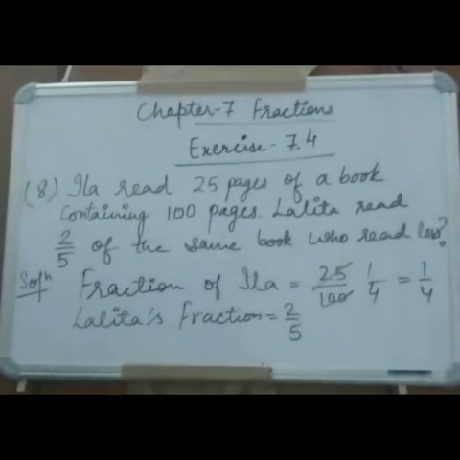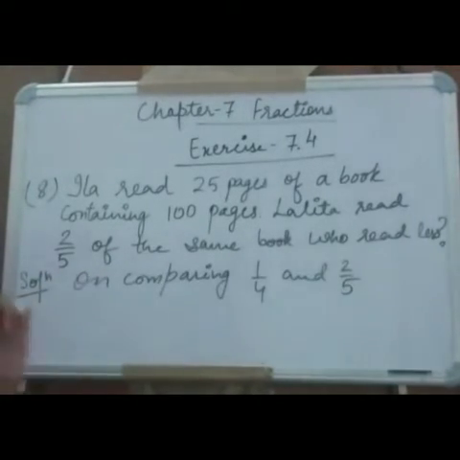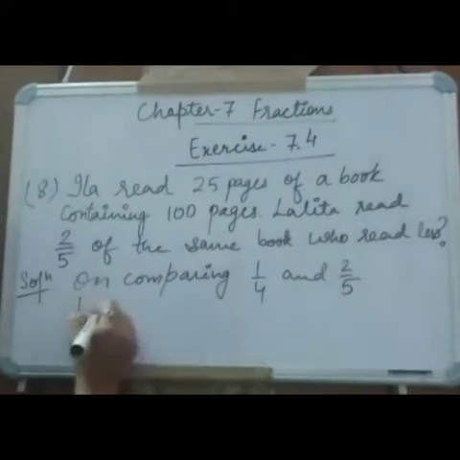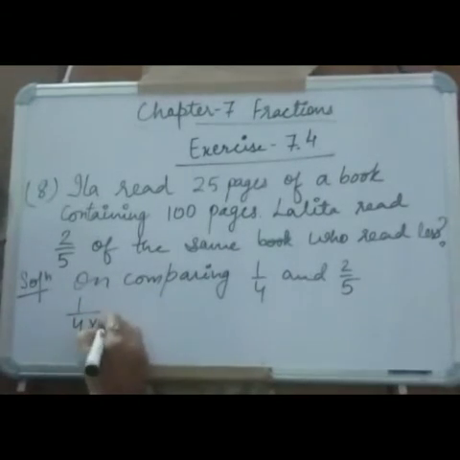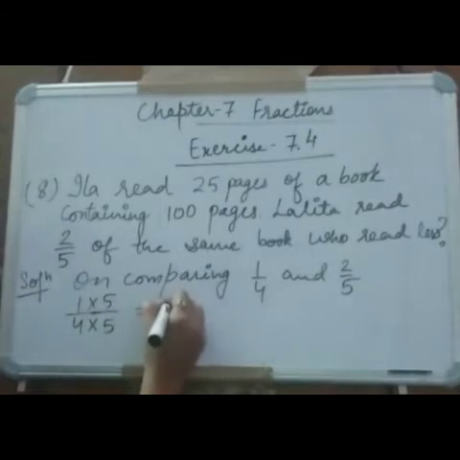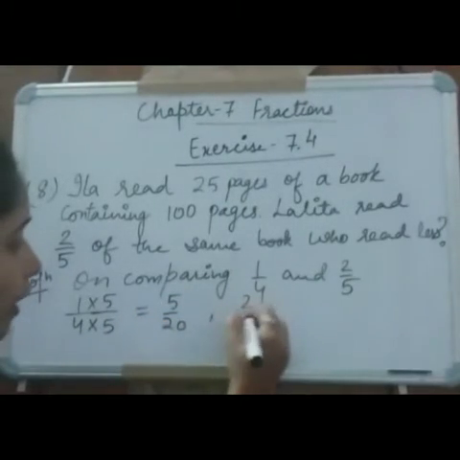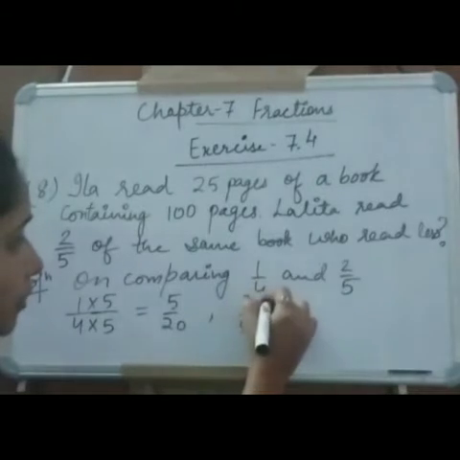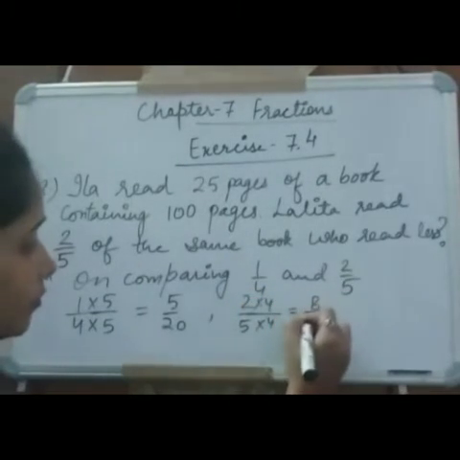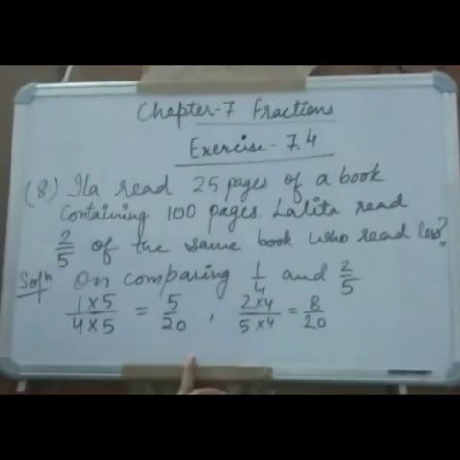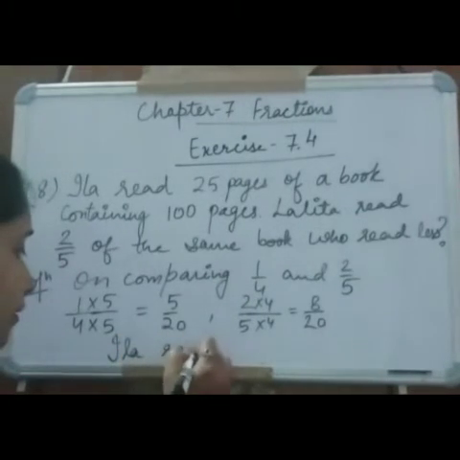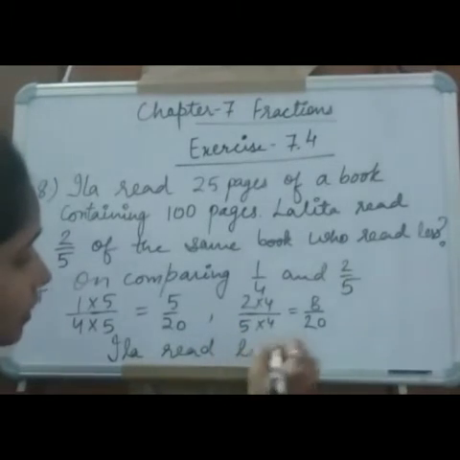So what we will do? We will compare them by making their denominators the same. Now see, on comparing 1 by 4 and 2 by 5, we will make their denominators the same. So here it will come 20. So 4 5s are 20, and 1 5s are 5, so it is 5 by 20. And 2 by 5 means 5 4s are 20, so here we will multiply by 4 in the second case. Now who read fewer pages? Ela. So we will write that Ela read fewer pages.